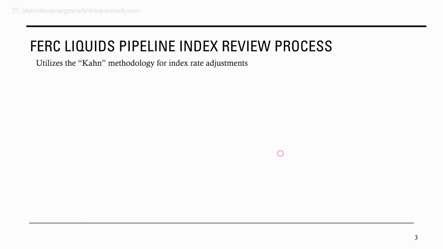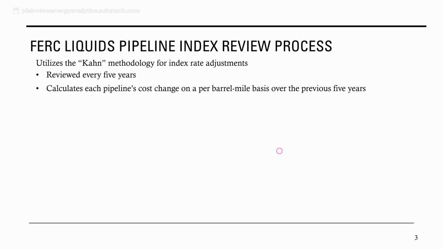So they utilize what's called the CON methodology to decide what the rate increases will be. It's reviewed every 5 years. We're due for a review right now. I'm surprised it hasn't come out yet, probably because the previous rate issue is still being talked about. We'll get into that. And it basically calculates each pipeline's cost on a per barrel mile basis over the previous 5 years.